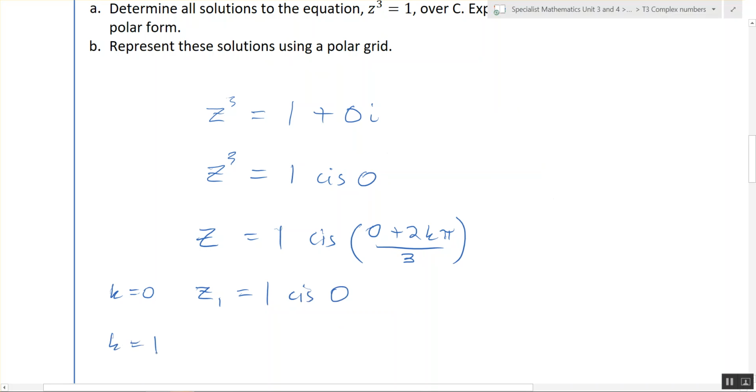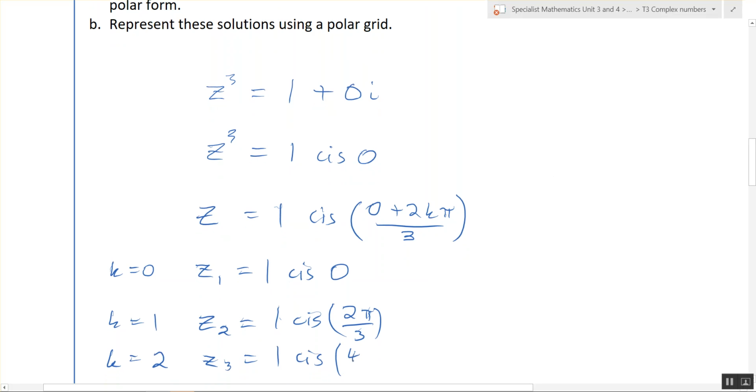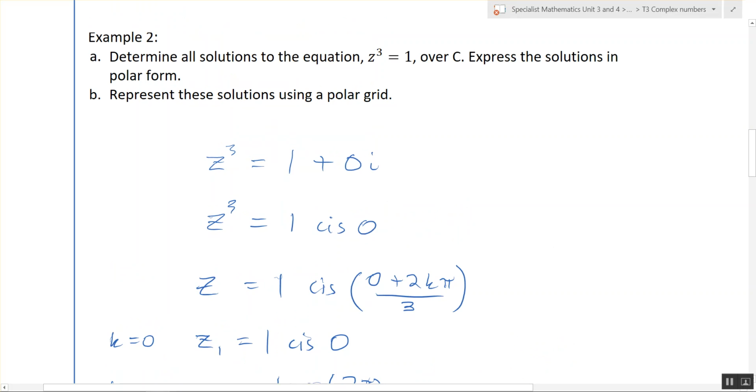k equals 1. You guys can do this one for me. Phi 2 is 2 pi over 3. Very good. k equals 2. So 4 pi over 3, which is the same as negative 2 pi over 3. So we've got the solutions in polar form, like the example asked.